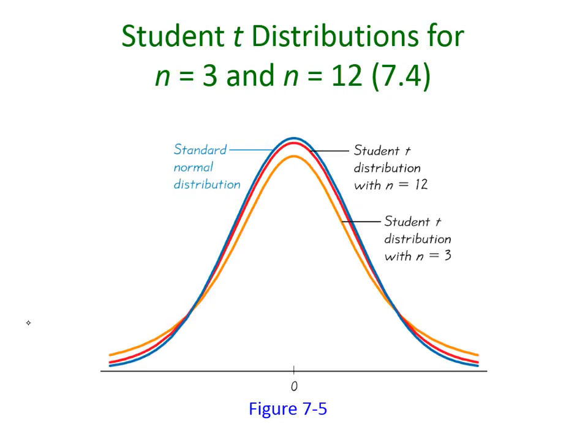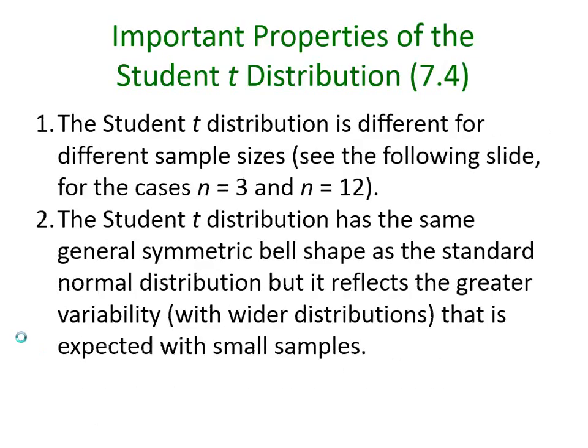When it gets to be 12 in our sample, it's getting closer to that normal distribution. You still have more extremes than you would if it was a normal distribution, but it's getting a lot closer. The larger your sample size is, the closer it gets to that true normal distribution, which is part of the reason why on our tables we don't have it as accurate as we get to those larger sample sizes.